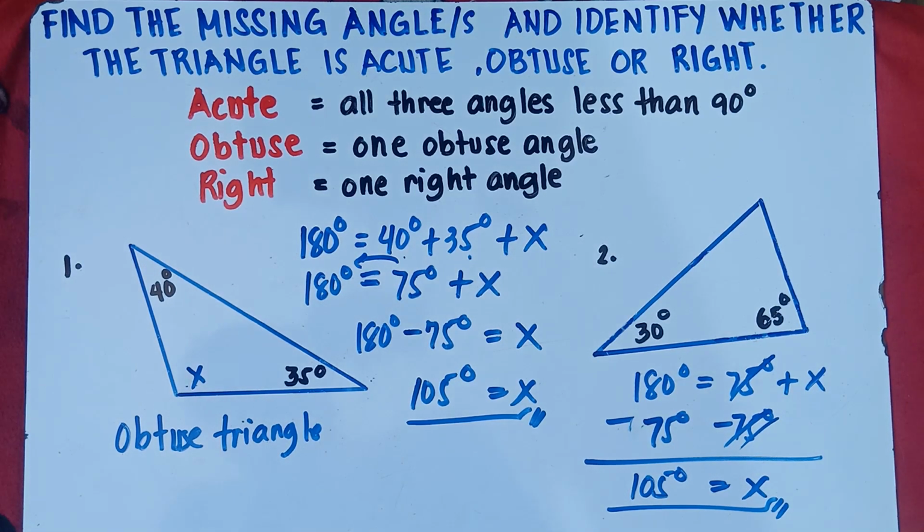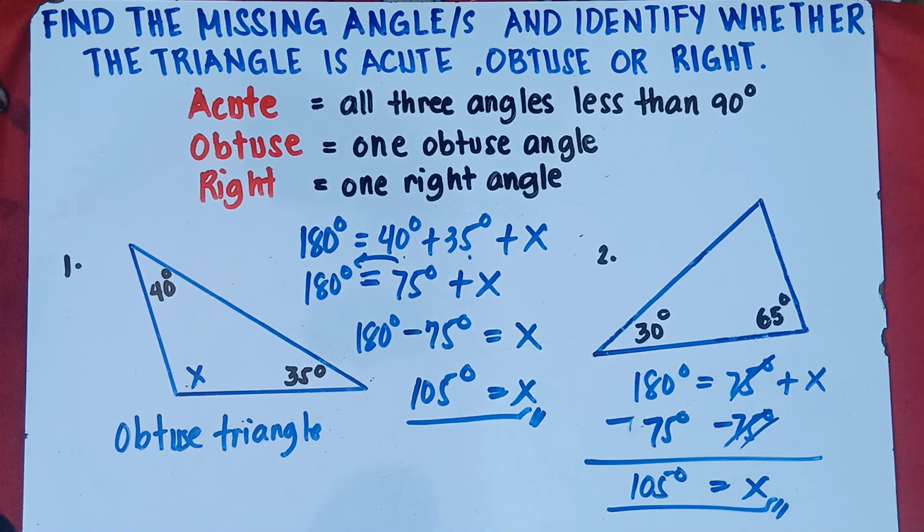So it depends on you, class. Which do you prefer? You can have the solution or you can have this one. But for me, class, it's better to solve this one in a simple way. Simply add, then subtract it from 180. You will get 105. So it depends on you, class. Which do you prefer? Alright, that's the answer for number 1.